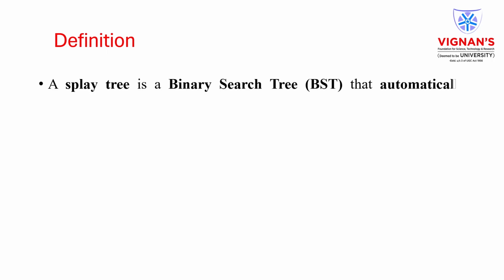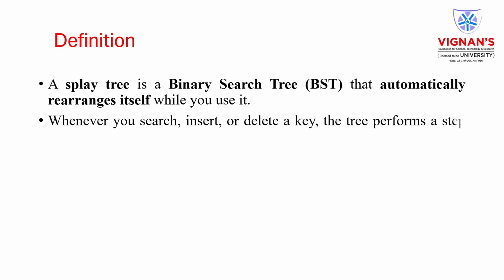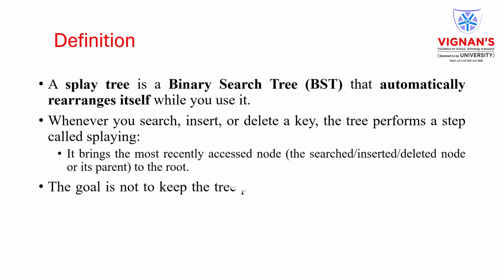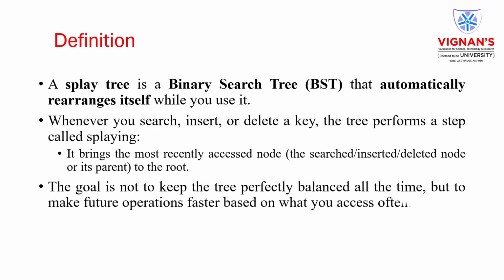Now let's look at the definition of a splay tree. A splay tree is a type of binary search tree that automatically rearranges itself during use. Whenever we search, insert, or delete a node, the tree performs an operation called splaying, which brings the recently accessed node, or its parent, to the root. The goal is not perfect balancing, but to make future operations faster by keeping frequently used items near the top.